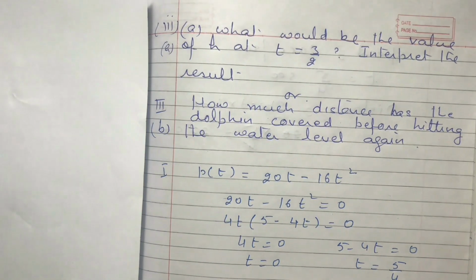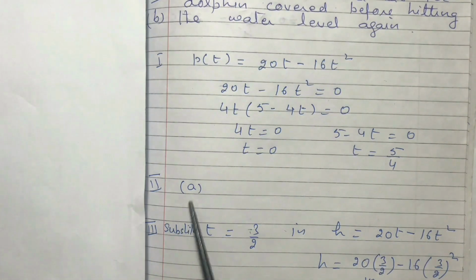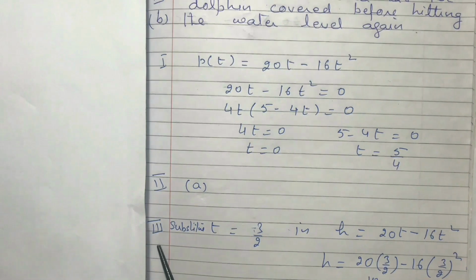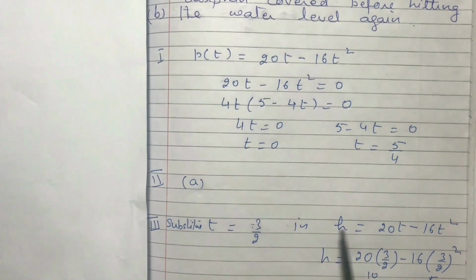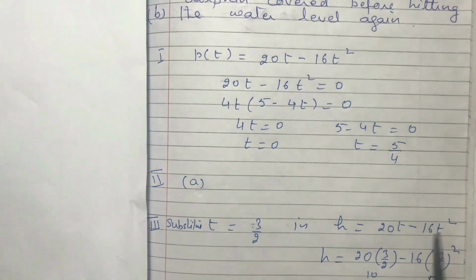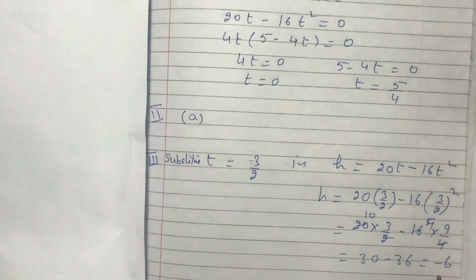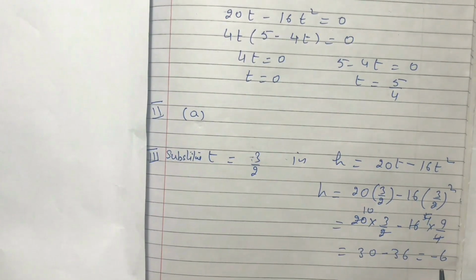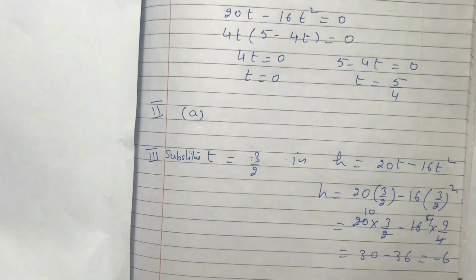Answer of the second question: now its second part, I have already explained it, its answer is A. Now its third part, substitute t is equal to 3 by 2 in h, 20t minus 16t square. So when you substitute the value, you will get minus 6. It means height here is negative. So it shows its height below water level.